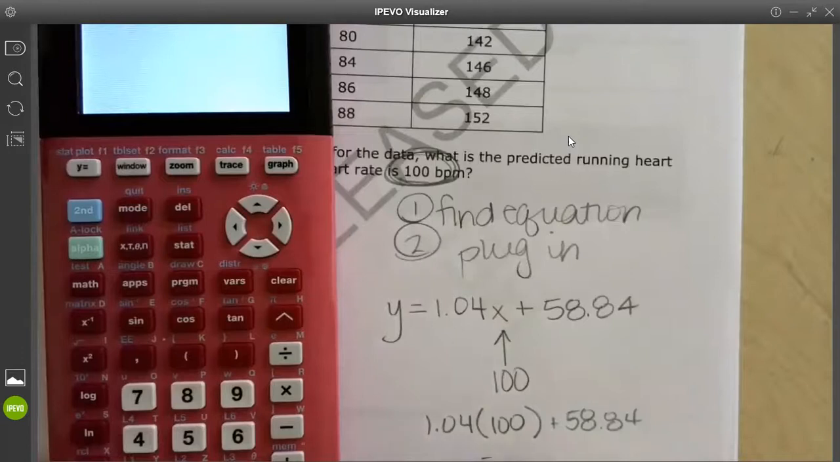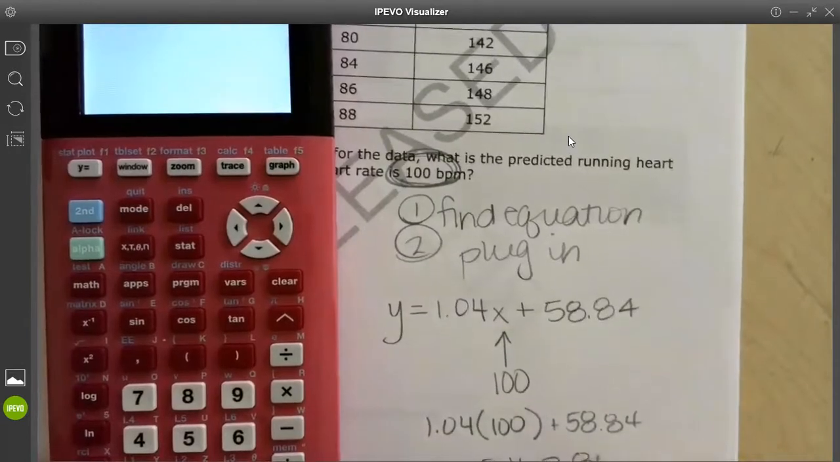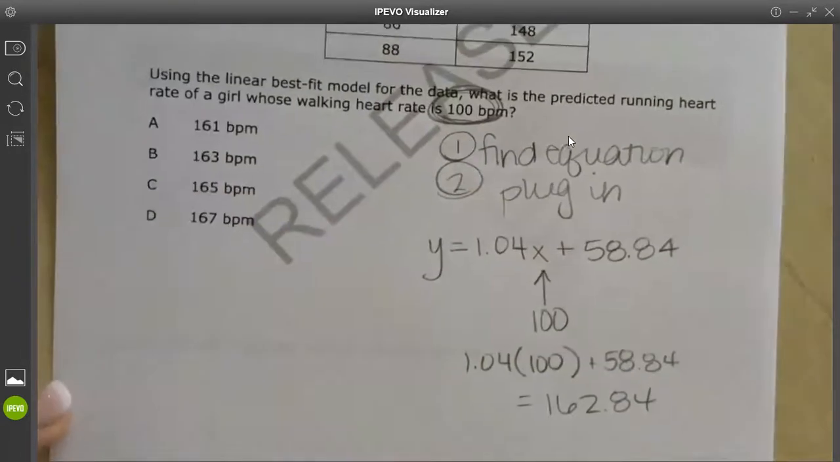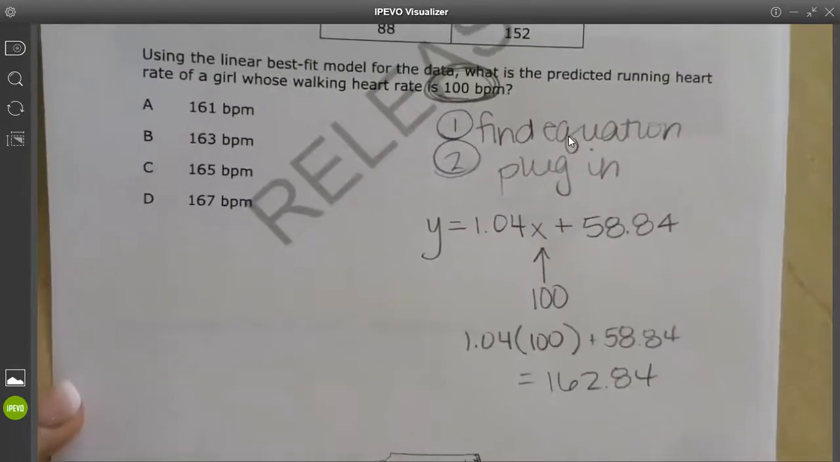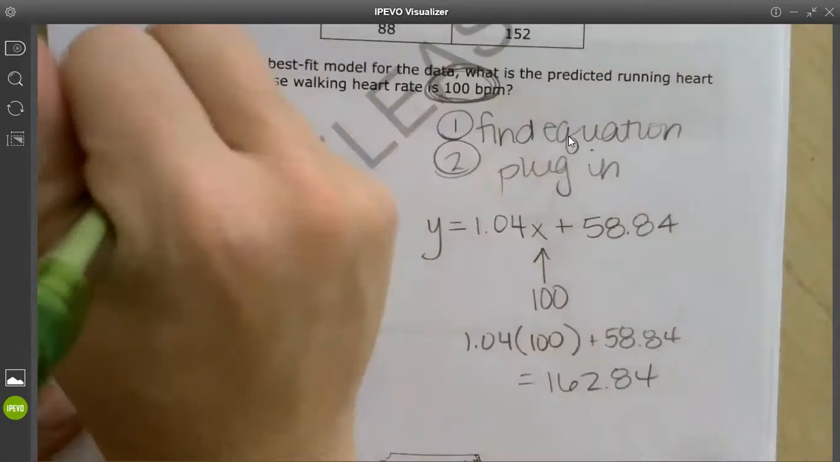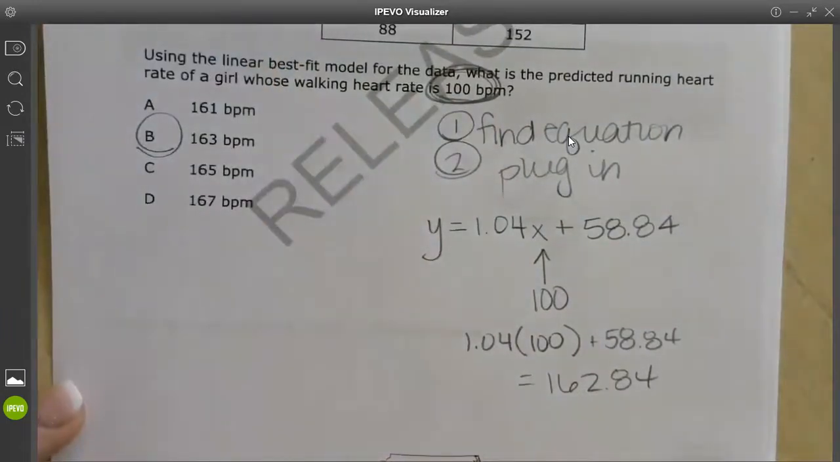And we get 162.84. Look at your answers. Which one is close to that? $163. Is it?